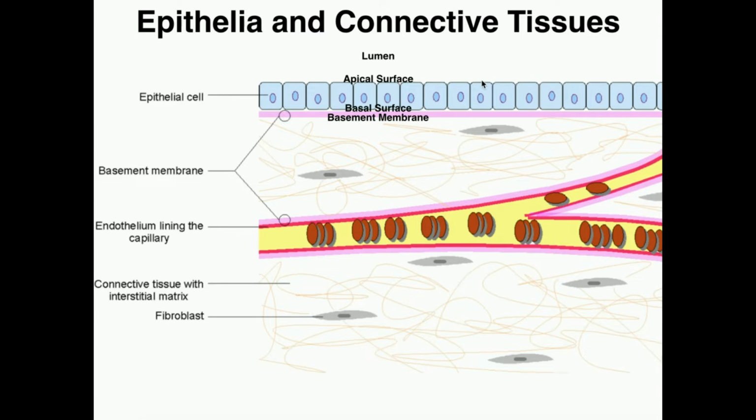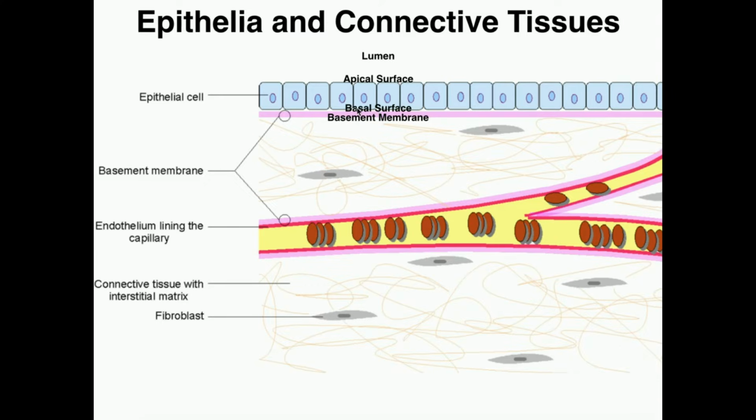So this side of every one of these cells is called the apical surface. On the other side of the epithelial tissue, we have connective tissue. So all this in here, all these squiggly lines, these are connective tissues of some kind. The side of the epithelial tissue that faces the connective tissue is called the basal surface.